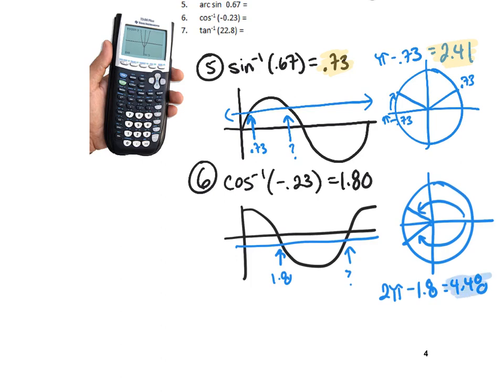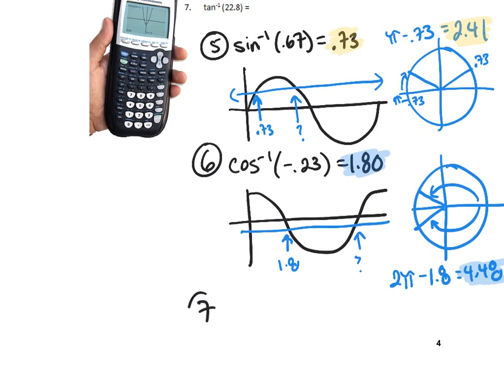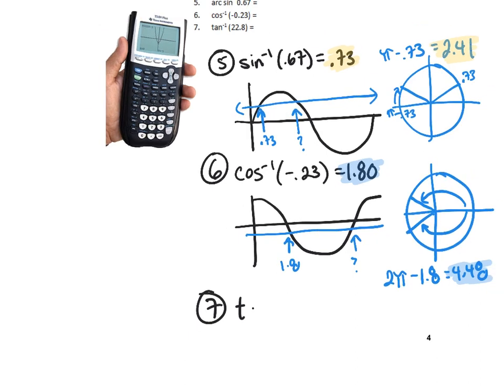Okay, let's try one more. I know these can be a little tough to wrap your brain around. Inverse tangent of 22.8. Remember, there's no restriction, like with sine and cosine where it has to be -1 to 1. Tangent's range is all real numbers, so you can do the inverse tangent of any number that exists. We get an answer of 1.53.